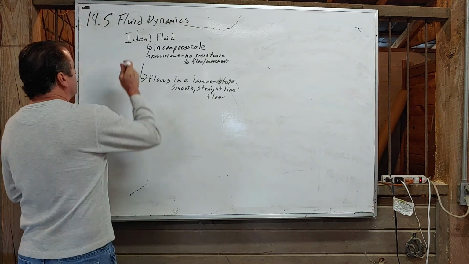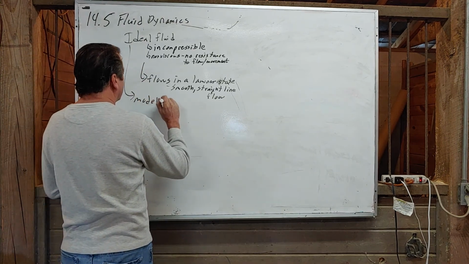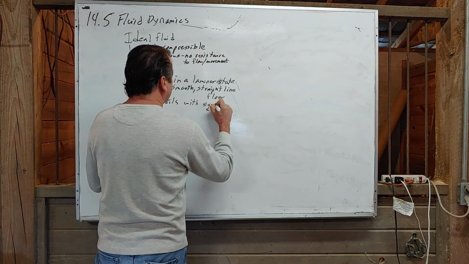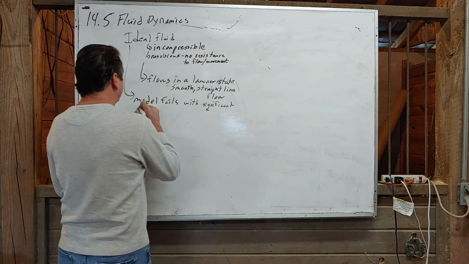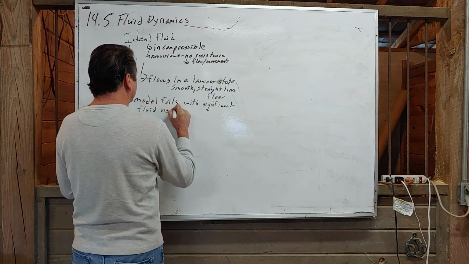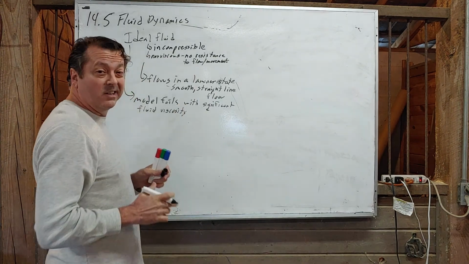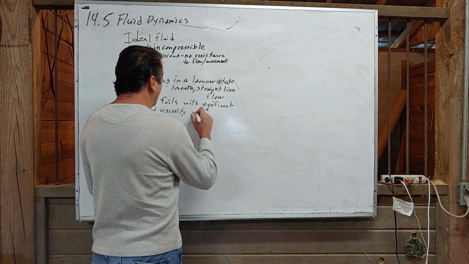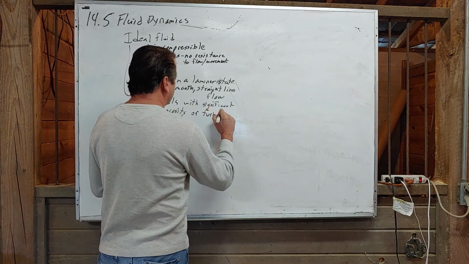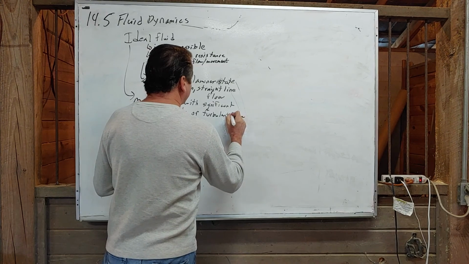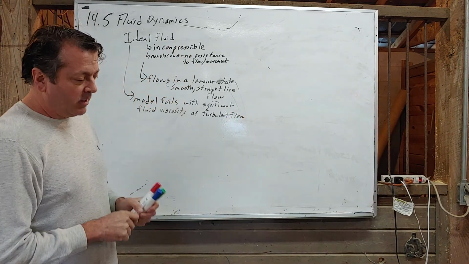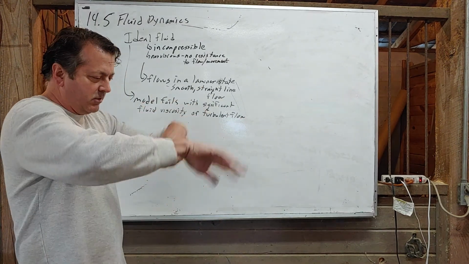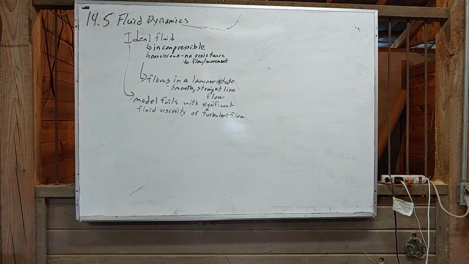This model fails with significant fluid viscosity, like honey. Gasoline, when it gets cold, kind of flows like honey. Oil does that way. Or turbulent flow. You want to think of turbulent flow, if you've ever been in the back of a boat and watched the water all come together and make all the white foam and stuff around it, going all together like that. That's turbulent flow.